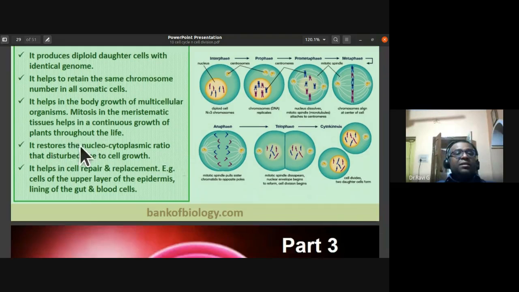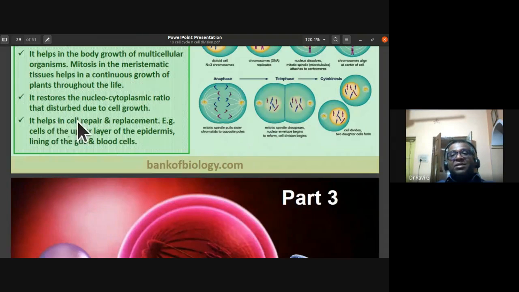Okay, it restores the nucleocytoplasmic ratio. See, the mitotic cell division, one of the other important pointers, restores the nucleocytoplasmic ratio that is disturbed due to cell growth. Whenever there is a difference in nucleocytoplasmic ratio, cells undergo cell division. So mitosis tries to restore that nucleocytoplasmic ratio that was changed due to the cell growth. And mitosis also helps in cell repair and replacement.